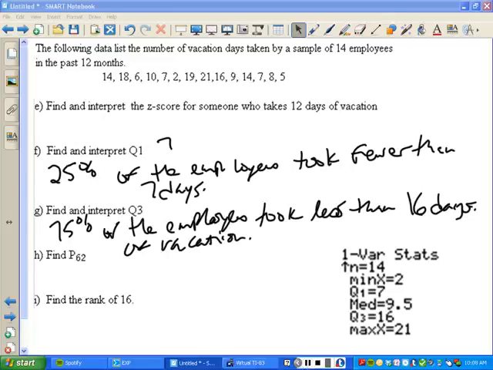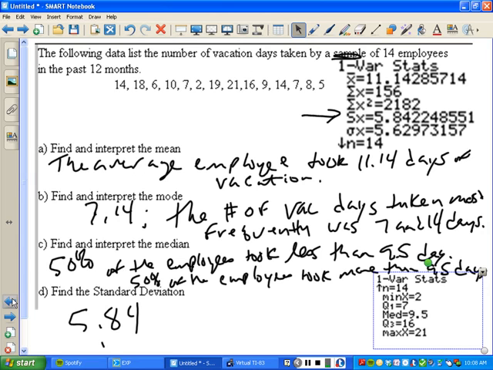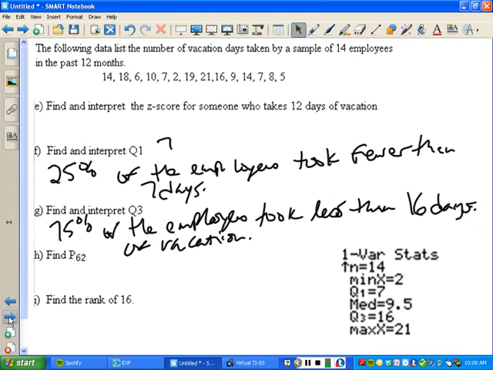Okay. So in order to do the Z-score for someone who takes 12 days of vacation, what the Z-score is going to measure, again, just to reiterate, is how many standard deviations a value is above the mean or below the mean. So in this case, to do a Z-score of 12, we've got to know what the mean is. The mean, if I remember correctly, was on this page over here, 11.14. So we've got 12 minus 11.14 divided by the standard deviation. What was the standard deviation? 5.84. Yes, 5.84.